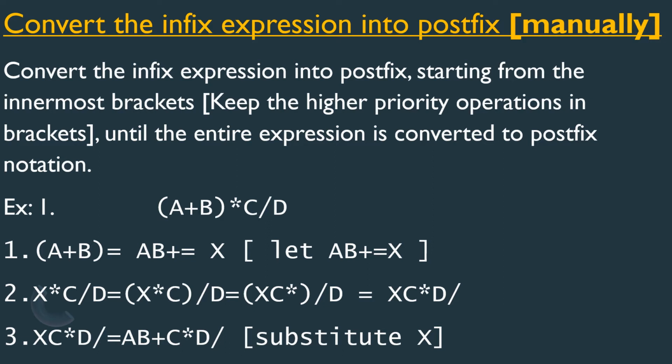So x into c, if you convert it into postfix, then that will become xc into. Now divided by d. So here you can see xc into is within bracket, division d. So xc into can be considered as a single term and d is another term. That means these are the two operands, in between division is the operator. Now if you convert it into postfix form, that will become xc into d division. Like this is the result.